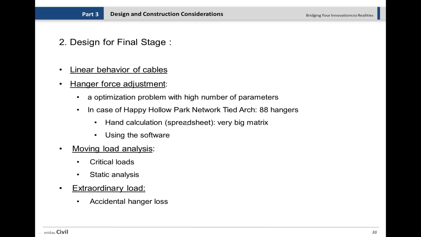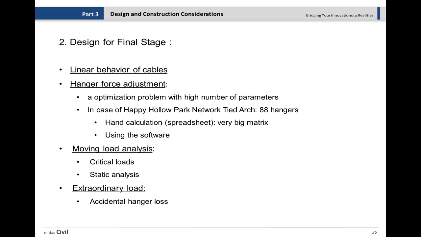So for that, we need to do the hanger force adjustment, and that's an optimization problem with a high number of parameters. For example, in the case of the Happy Hollow Park network tied arches, there were 88 hangers, which makes a very large 264 by 264 matrix for doing the optimization and coming up with the best forces in each hanger to come up with the final geometry, which is time consuming, and doing one single mistake causes every other force to change.